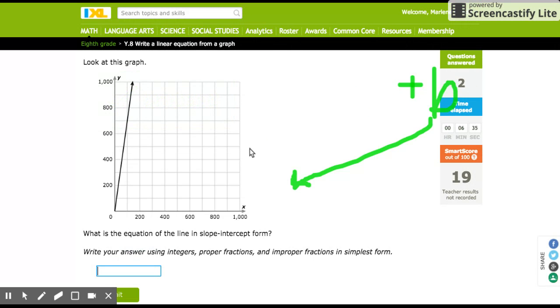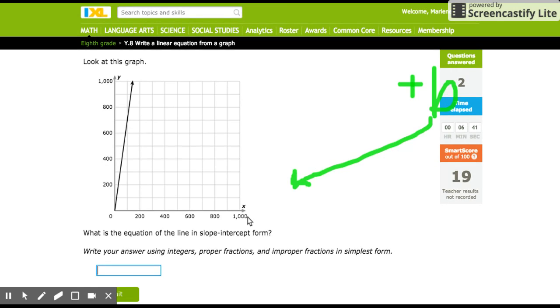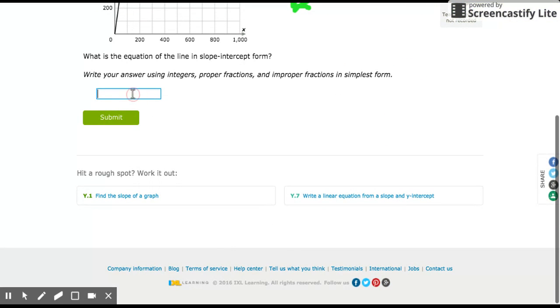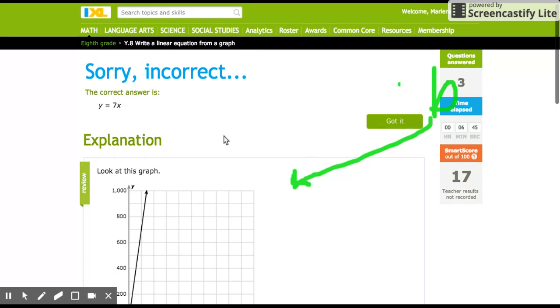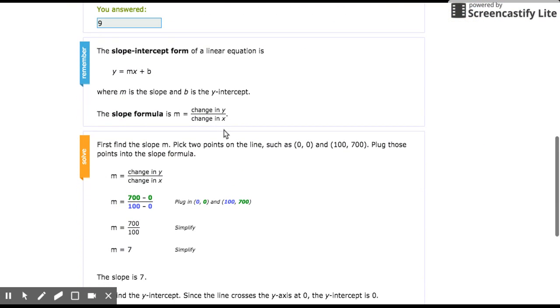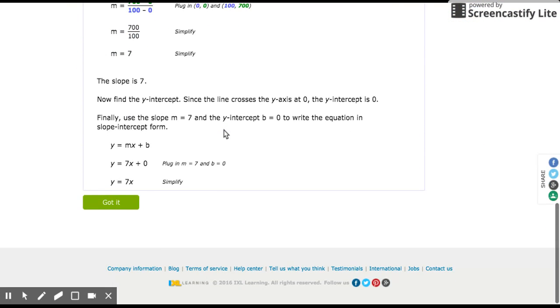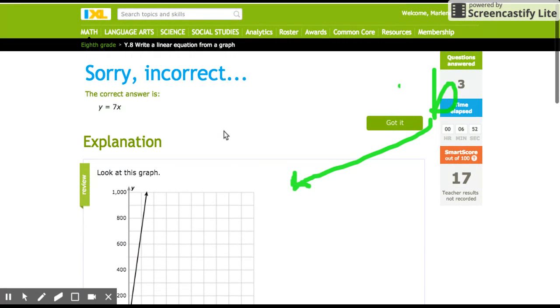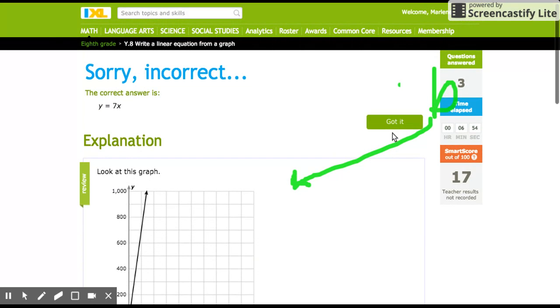All right. So go ahead and do some of these practice problems. Write a linear equation from a graph if you'd like to review. Thank you guys, and make sure that you're reading. If you get it wrong, it's going to explain why. Please go through these and read them. It'll explain it to you. All right, got it?